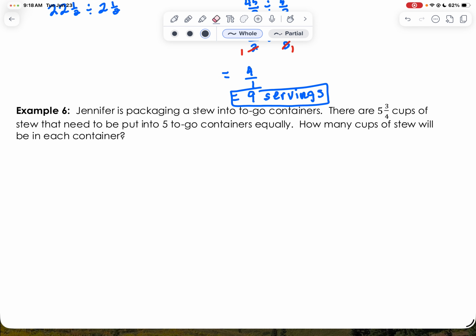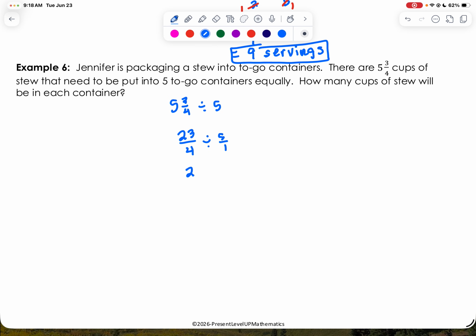All right, welcome back. So on this problem, we are taking 5 3/4 and dividing it into 5 containers. So the first thing I want to do is write these as improper fractions. So 4 times 5 is 20. 20 plus 3 would be 23 over 4 divided by 5 over 1. Now I'll rewrite this as a multiplication by the reciprocal. So 23 over 4 times 1 over 5. So I don't see any cross-canceling I can do. So I'll just multiply the top. 23 times 1 is 23. 4 times 5 is 20.